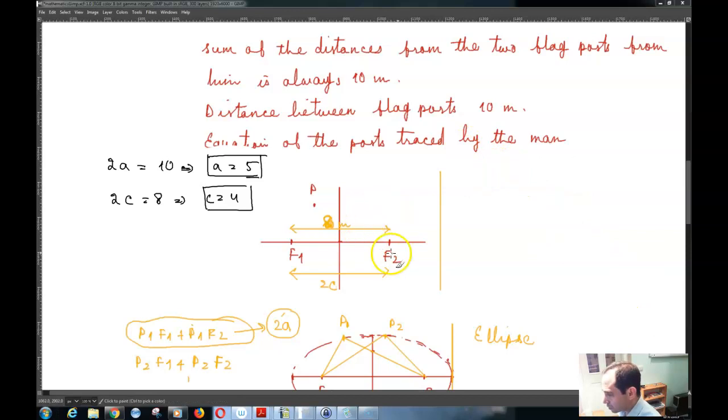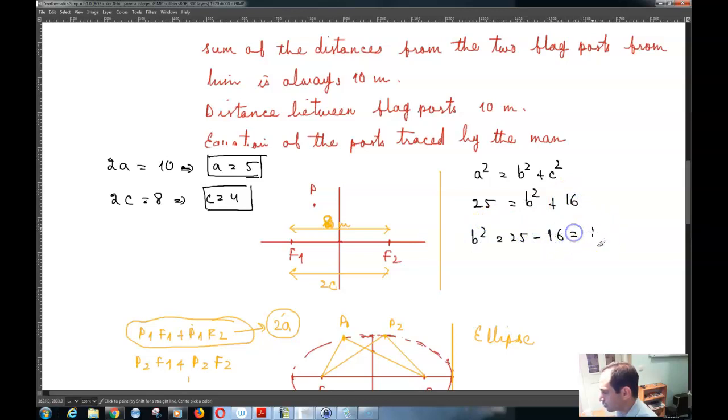in an ellipse there is a relationship between a, b and c, which is a squared is equal to b squared plus c squared. So then you can write 25 is equal to b squared plus 16. So b squared is equal to 25 minus 16, which is equal to 9. 9 plus 16 is equal to 25. So b is equal to plus or minus 3, or you can say that b is equal to 3. So now your b is equal to 3.